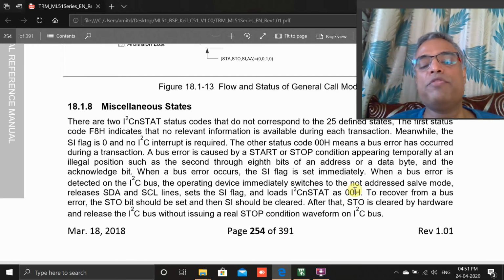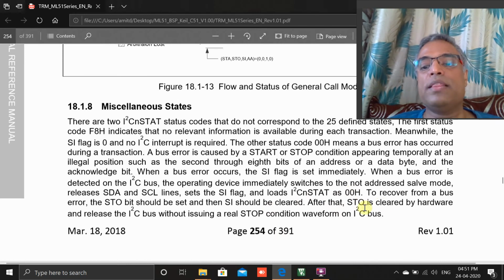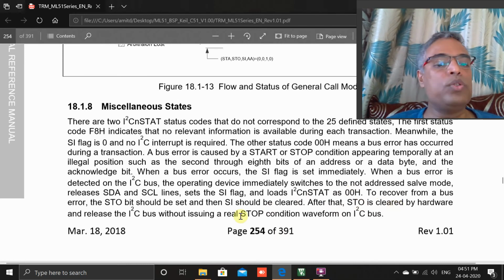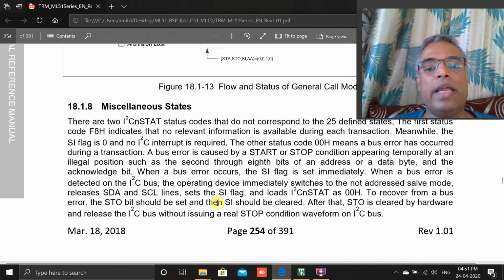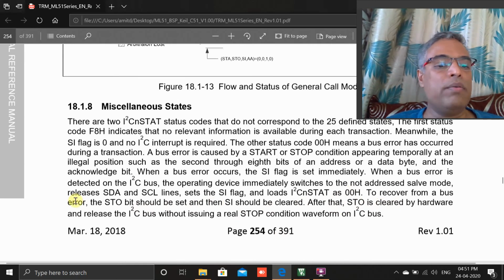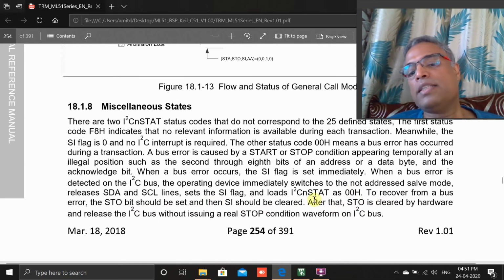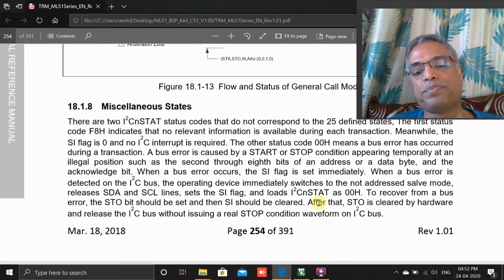Now the only way to recover from the bus error is to send a stop bit, to set the stop bit, and once you do that, it will be cleared. The stop bit should be set and the SI should be cleared. So that is the only way to recover from the bus error.